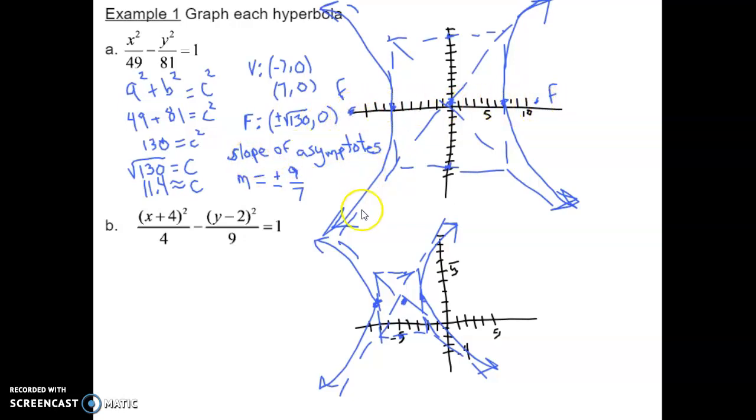The slope of the asymptotes, so like this one right here in particular, I went up 9 and over 7. So my slope is 9 over 7. And then this one has a negative slope, down 9 over 7. So plus or minus 9/7.